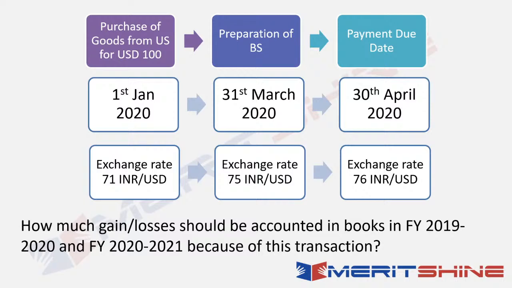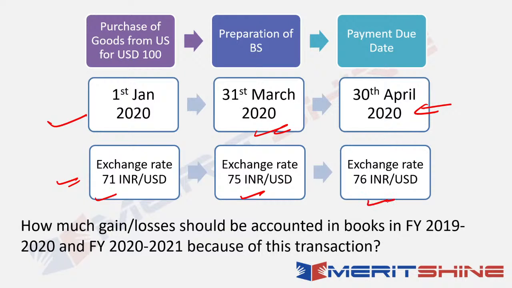Okay, so here is your question. What happens? You buy goods on 1st of Jan from someone in US for $100, right? On that day, the exchange rate, even if you Google, you will see it was 71 rupees per US dollar. On the day of balance sheet preparation, it became 75, and finally you were supposed to pay him on 30th April.